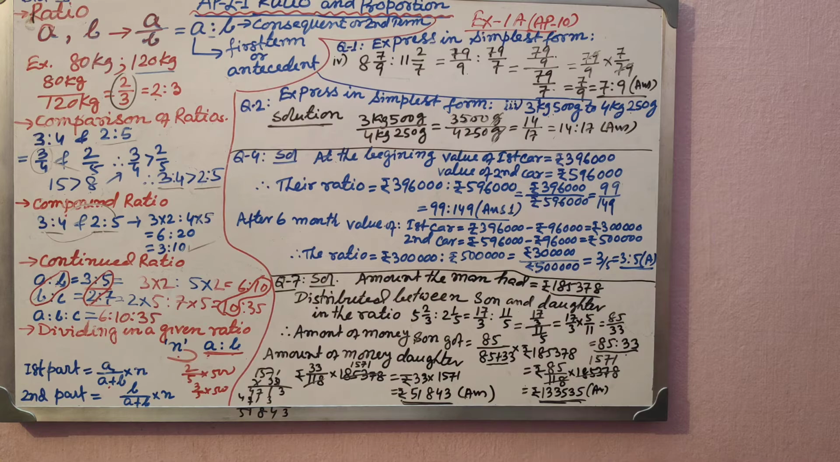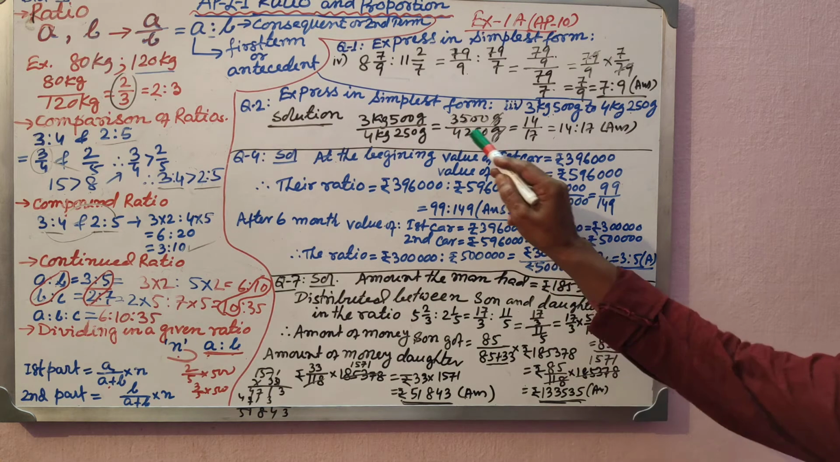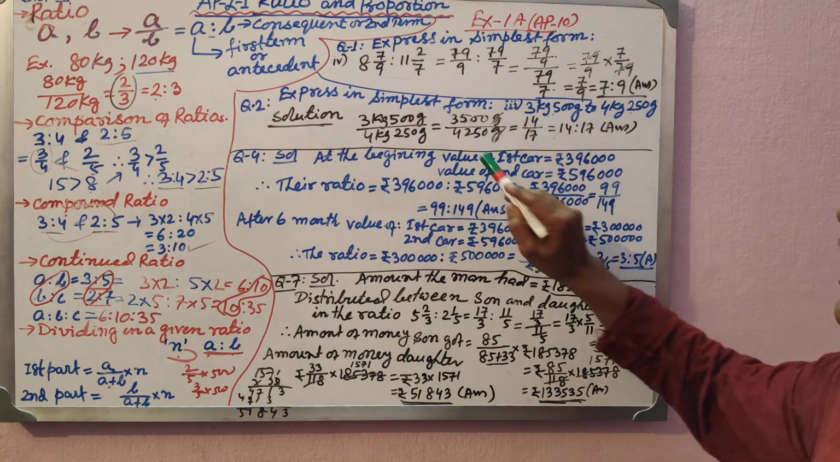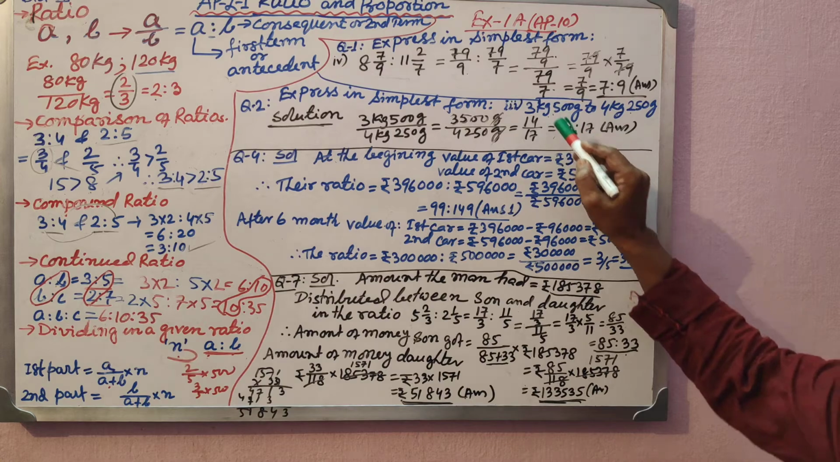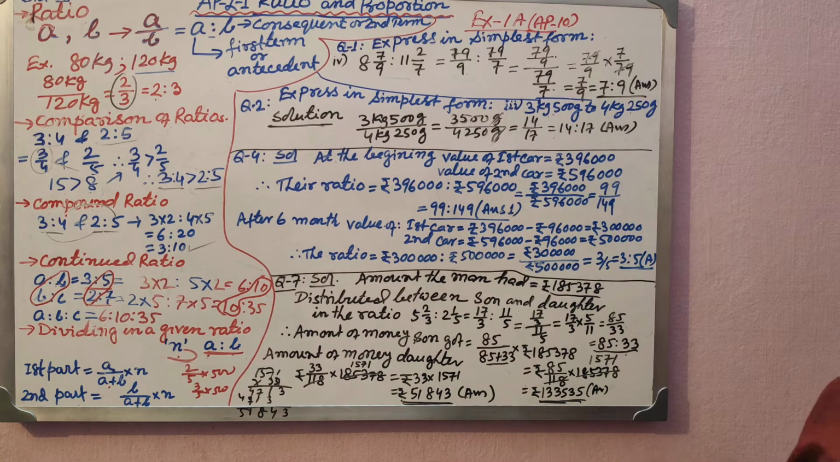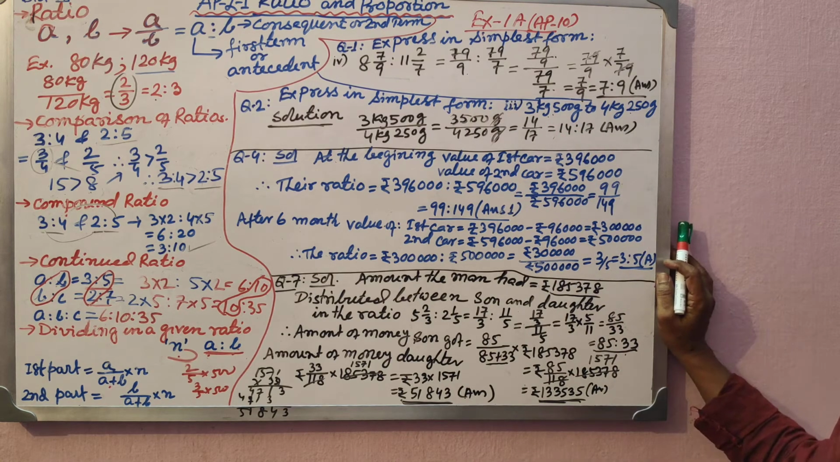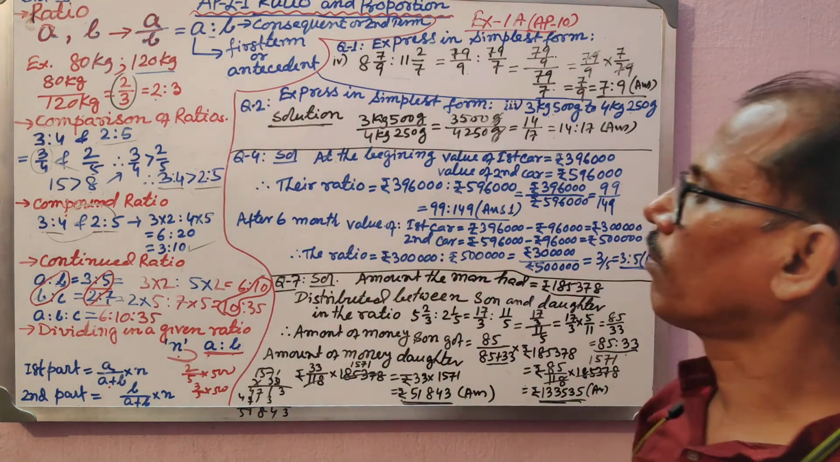350 divided by 425. What will be the HCF of these two? 25. If you divide 350 by 25, you will get 14. If you divide 425 by 25, you will get 17. So it's 14 by 17. So what will be the ratio? 14 is to 17. I hope you have understood. Very simple.